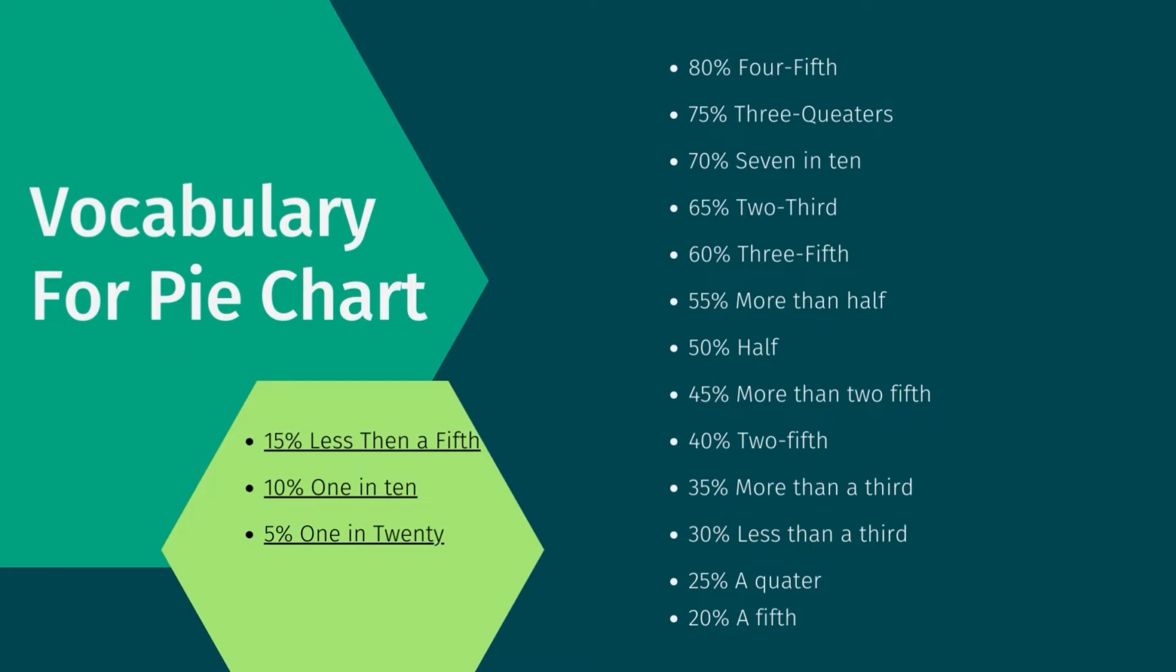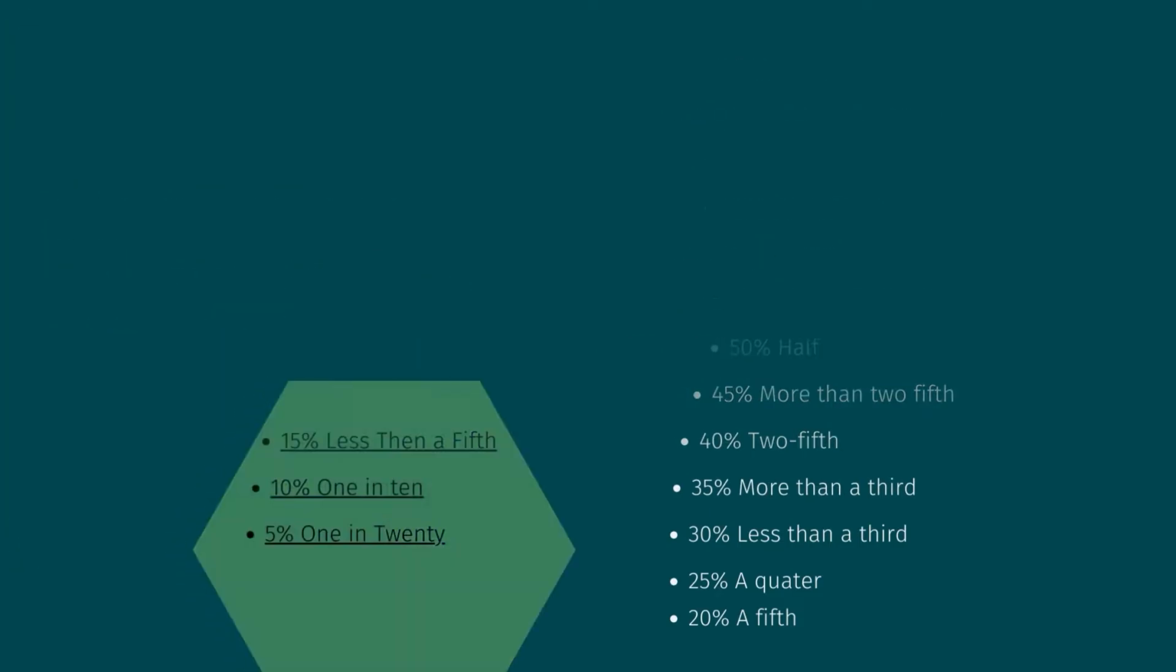For 55%, more than half. For 50%, half. And for 45%, more than 2/5. For 40%, 2/5. For 35%, more than a third. And for 30%, less than a third. For 25%, a quarter. And for 20%, a fifth.